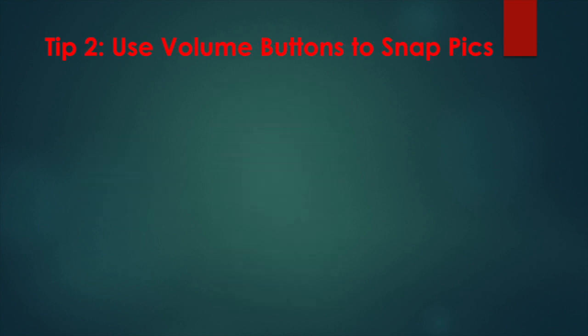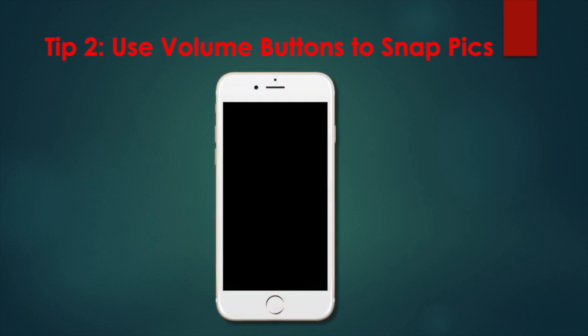Tip 2. Use volume buttons to snap pics. Sometimes holding your phone at the proper angle for your shot and pressing the on-screen shutter button can be too much of a stretch, or worse, it can loosen your grip on your iPhone, causing a shaky image, or worse, a phone drop. To avoid all of this and create a habit that results in clearer pictures and no chance of droppage, use either volume button to snap your pictures.